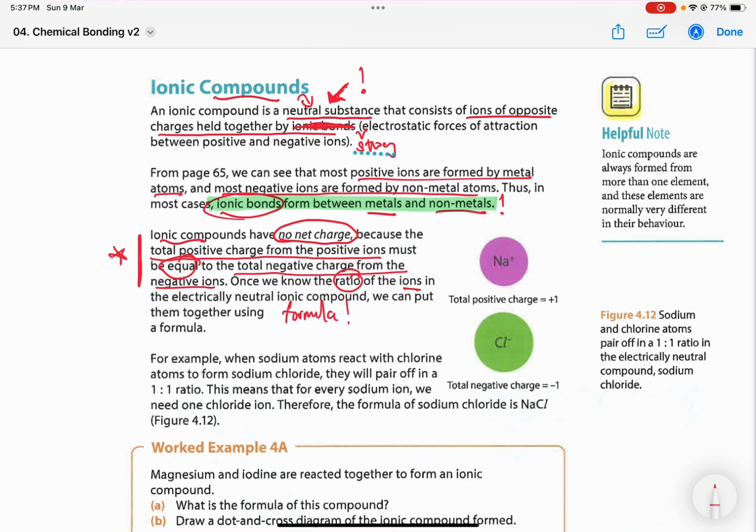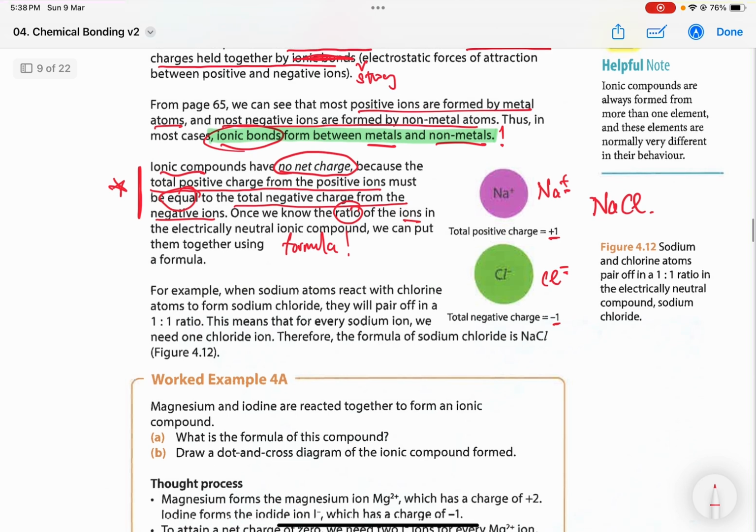Because of the ratio of ions. For example, sodium Na+ and chlorine Cl-, you can see plus 1, minus 1. So if I've got plus 1 and minus 1, 1 sodium will balance out with 1 chlorine. The total positive and total negative, 1 chloride ion and 1 sodium ion. You have both of them together, a 1-to-1 ratio will be sufficient, and hence the formula for sodium chloride is NaCl. Okay? So it's a 1-to-1 ratio.